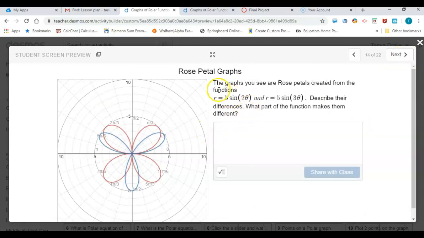Then next we have our rose petals. The graphs you see are 5 sine 2 theta, and then 5 sine 3 theta. So with the 3 theta, hopefully they'll notice that it has 3 petals, and that it goes out to 5, a radius of 5. The 5 sine 2 theta might throw them because there are 2 on the top and 2 on the bottom, and they may think that it should be 4 theta.